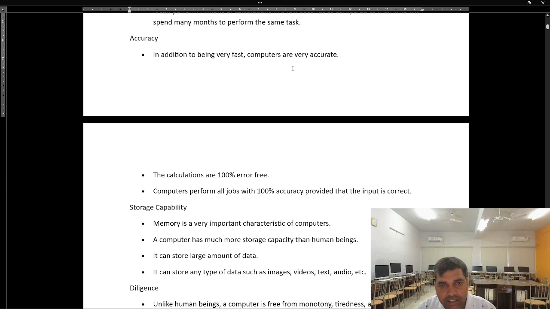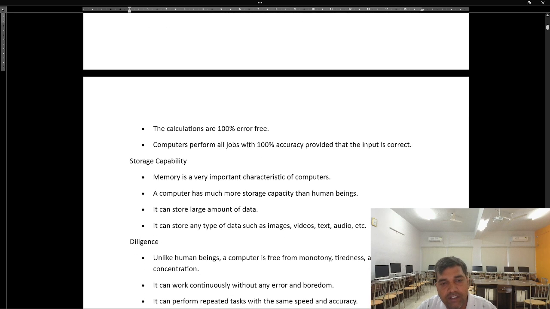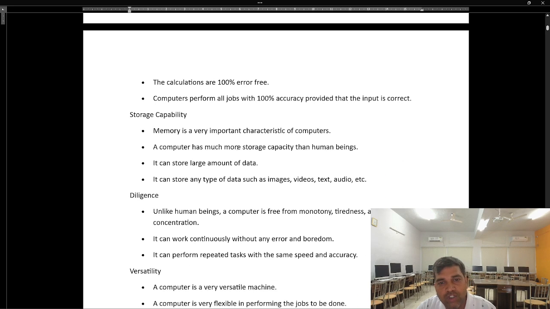So computers are very accurate. Their calculations are 100% error free. Computer results have no errors. Computers perform all jobs with 100% accuracy, provided that the input is correct.